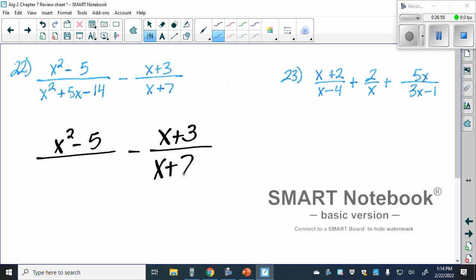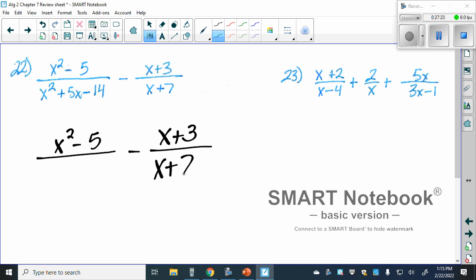Now again, when we don't have like denominators, it will be good to factor all the ones that we can so that we can see what we need to do to make them be the same. Now we don't touch the numerators for factoring. Now x squared minus 5 doesn't factor. Now if it did, if it was x squared minus 4, we still wouldn't factor it.